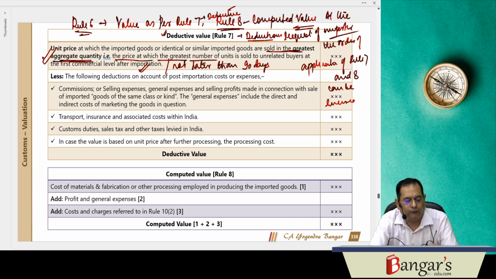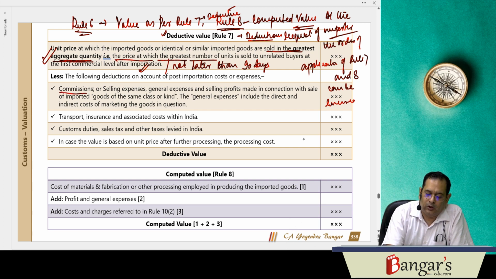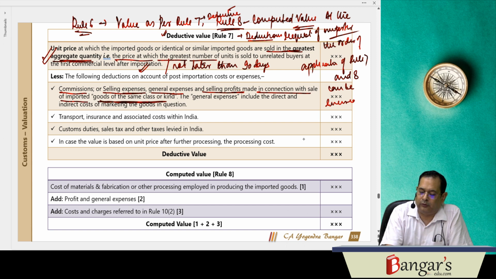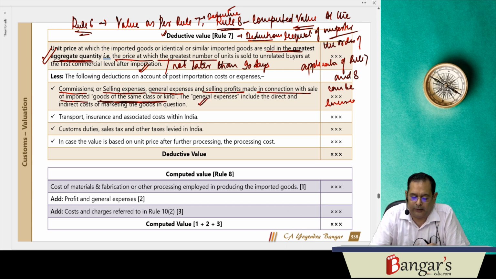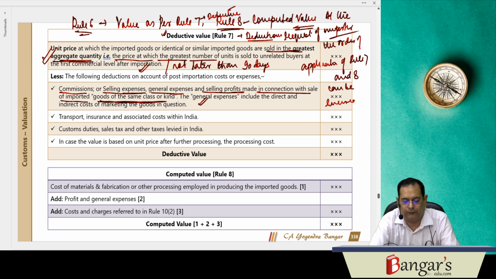That is the thing. From that unit price, you are required to make deductions. That is what? Commission or selling expenses, general expenses and selling profits made in connection with sale of imported goods that is goods of same class or kind. So these general expenses include direct and indirect costs of marketing the goods in question.